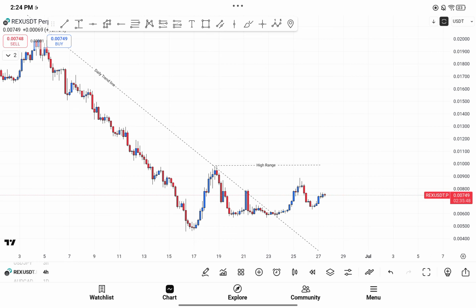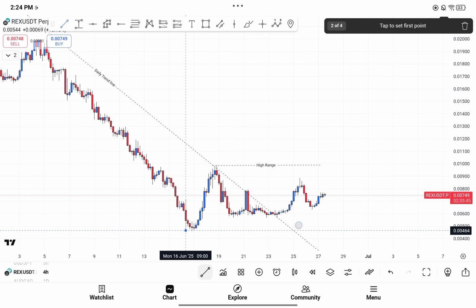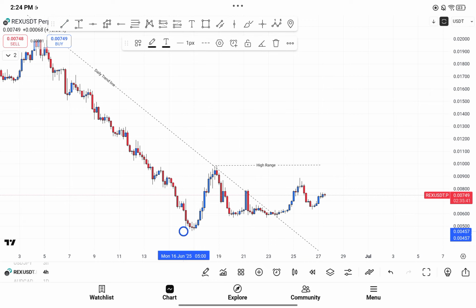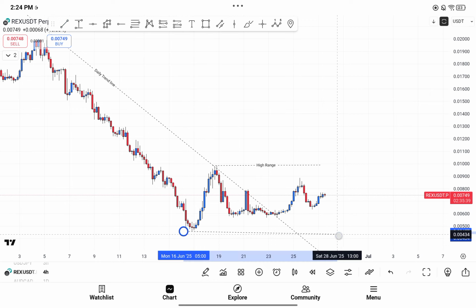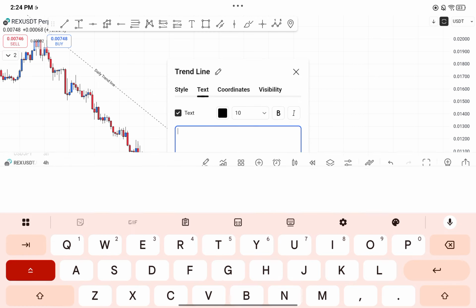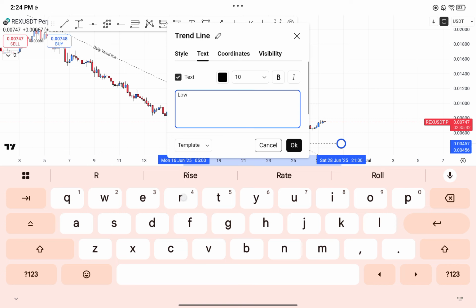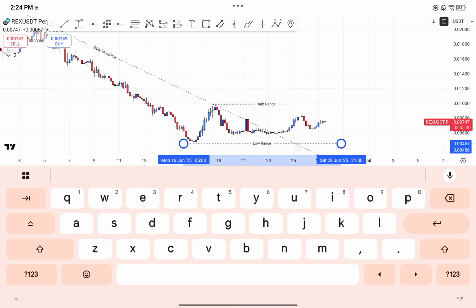You can see that this is the low range. This is the lowest price of the range. I'm going to label this the low range. This is the low range.